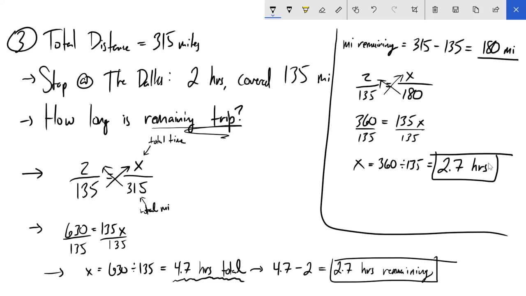Okay. So you just want to make sure that you read it carefully, because it could ask for the total time or it could ask for the remaining time, and I think there's one like that on your quiz for section 6.5. So just read it carefully.